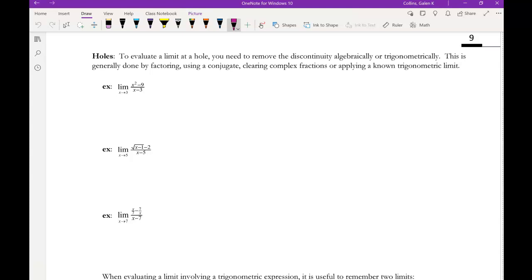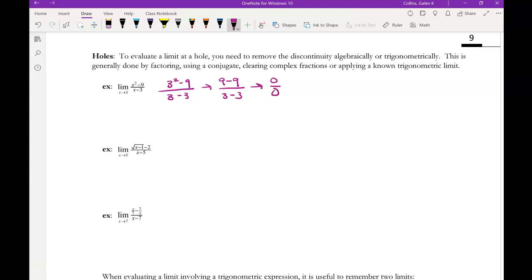evaluating the limit. So in this first example, I'm going to plug in 3 for x. And when I do that, I get 3 squared minus 9 over 3 minus 3, which is 9 minus 9 over 3 minus 3, which yields 0 over 0.